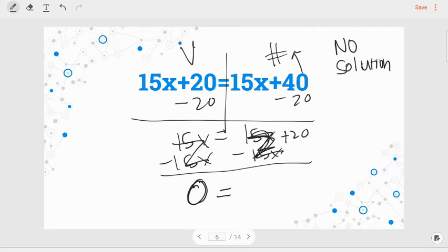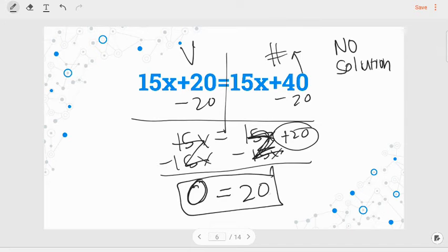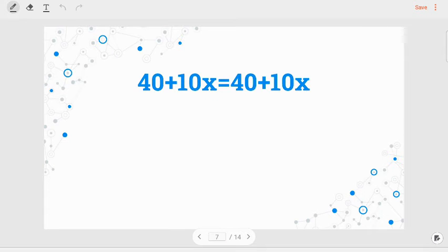I don't have to write 0 here because I do have a 20 left over, equals 20. Are they the same number? Is 0 equal to 20? No. Therefore, I write no solution. Okay, let's try it again.